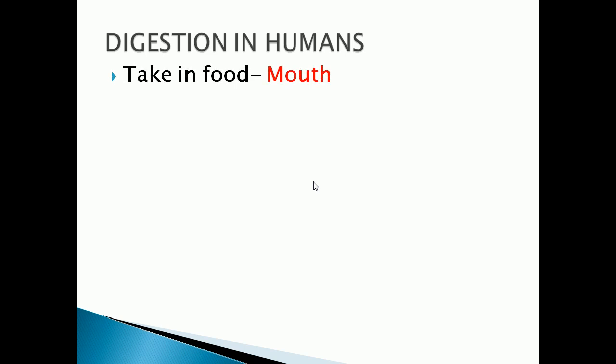We take in food through the mouth, digest and utilize it. Then unused parts of the food are defecated. Have you ever wondered what happens to the food inside the body? After intake, the food gets digested, and only then can it be utilized by the cells of the body. Now we are going to see how the digestion process takes place in humans.